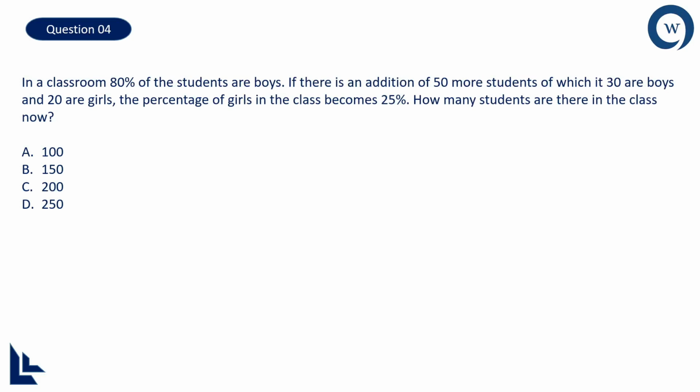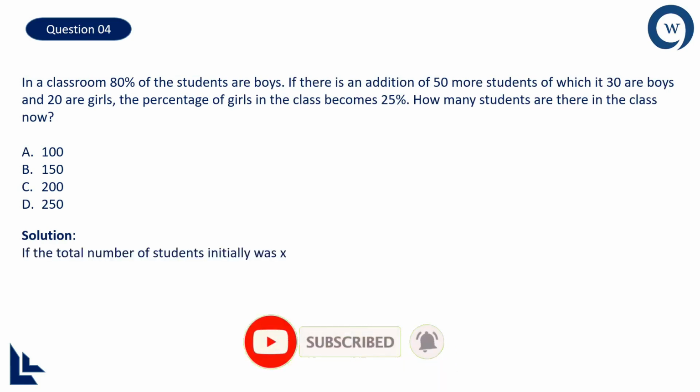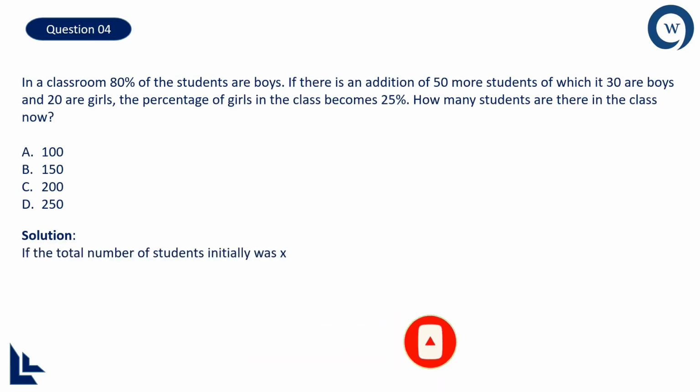The first method is here. See, let the number of students in the class be x. This is our favorite step. Number of students in the class initially was x. Then what is the number of girls in the classroom? Can you tell me? It's given x is the total number of students in the class initially, and out of that 80% are boys, right?